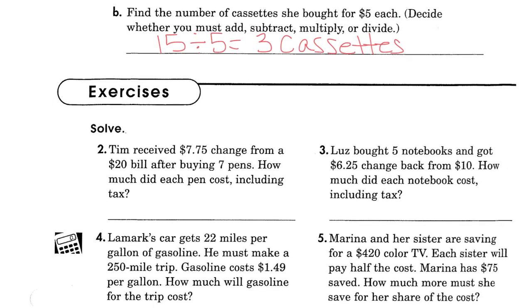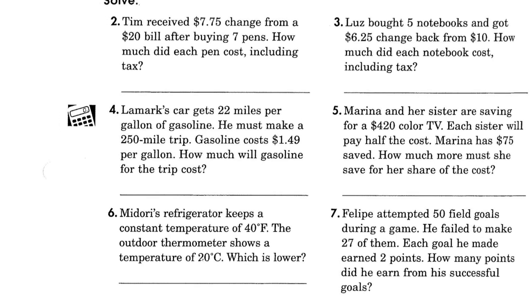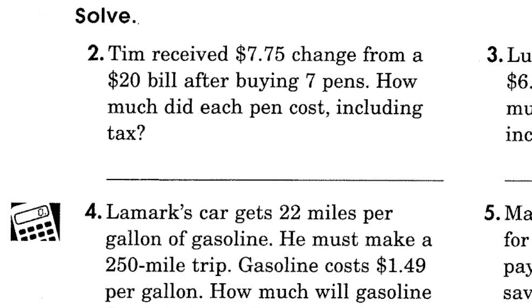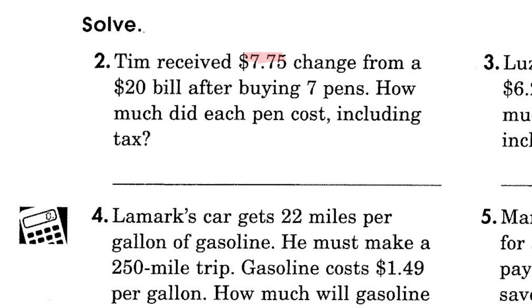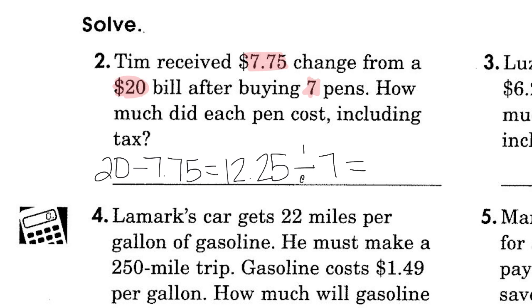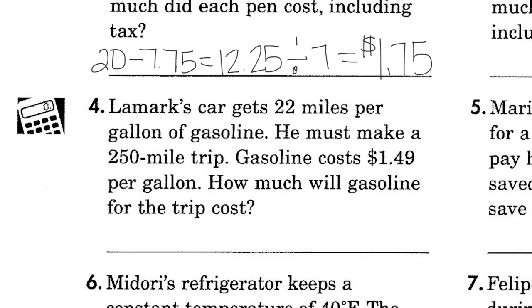Okay, so two-step problems. You need to read it and watch what you're doing. So problem number 2 says Tim received $7.75 change from a $20 bill after buying 7 pens. How much did each pen cost, including tax? Now, I'm going to write this out. He started with a $20 bill. He receives $7.75 in change. When I do that, I get $12.25. That's how much I spent on 7 pens. I want to know how much it was per pen, so I got to divide by that, and I get $1.75.